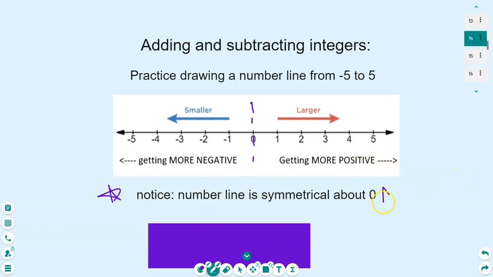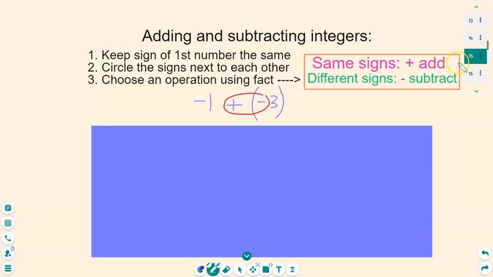Notice that the number line is symmetrical about 0. So we've got 0, 1, 2, 3, 4, 5, 0, -1, -2, -3, -4, -5. So you have to be comfortable with drawing a number line and using it. This is the strategy we are going to use to add and subtract integers.